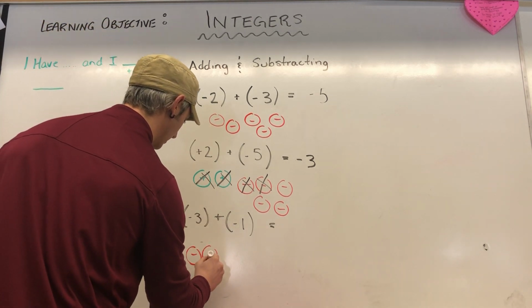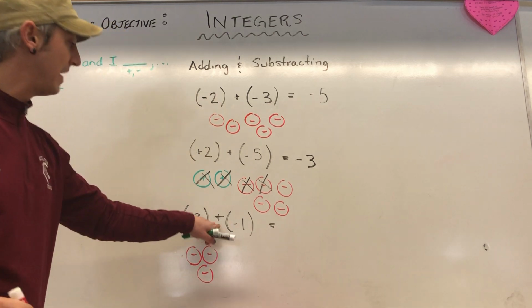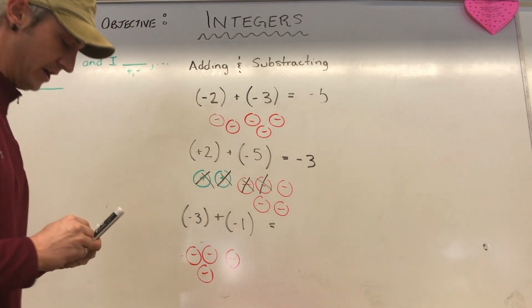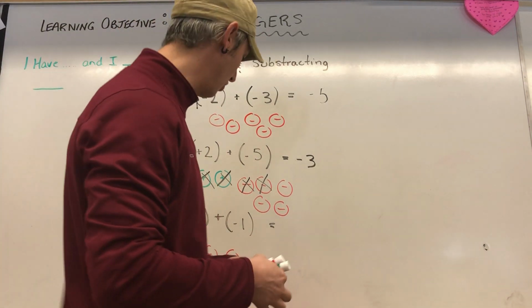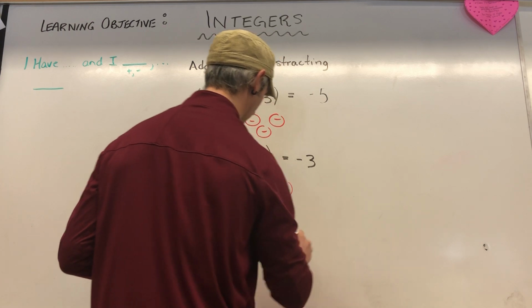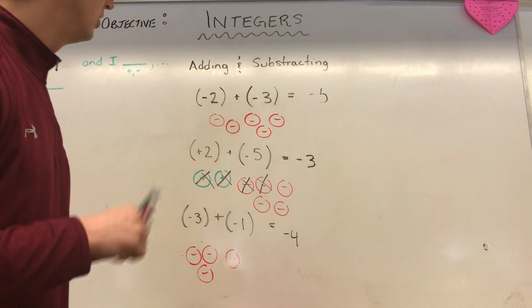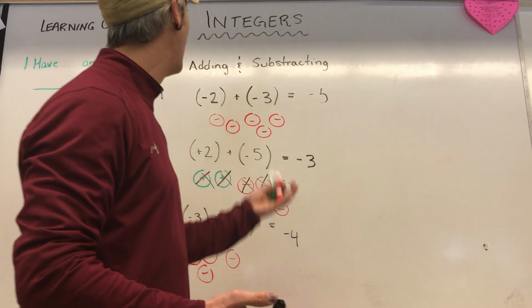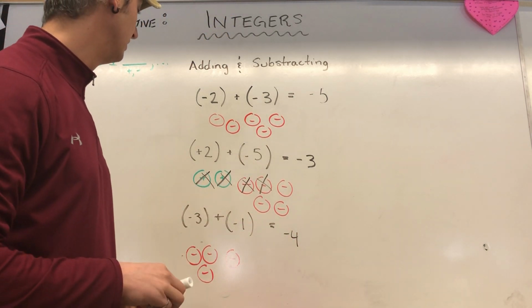1, 2, 3. And I'm adding 1 negative. And I only have 1 negative in my answer, so the answer here is -4. Okay? We have just learned how to add integers.